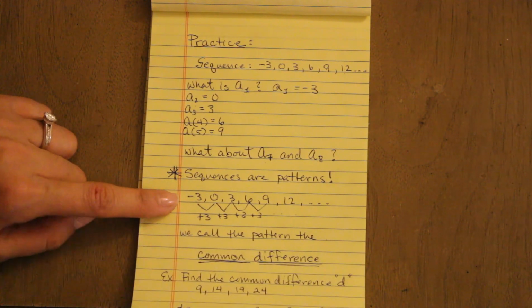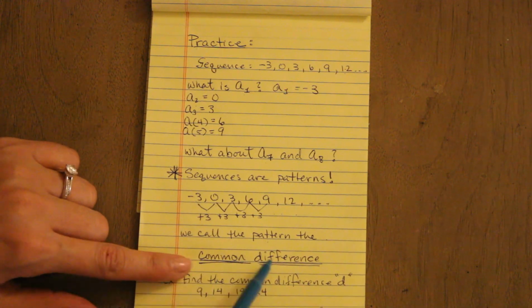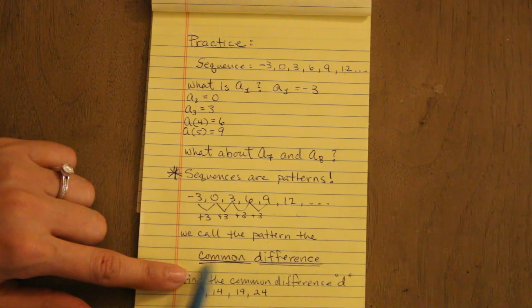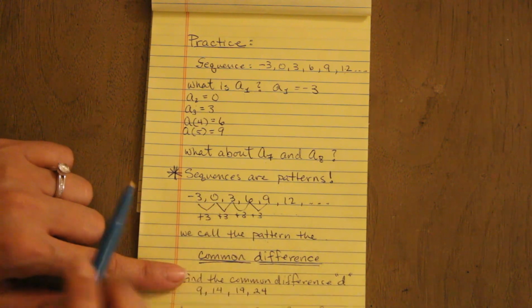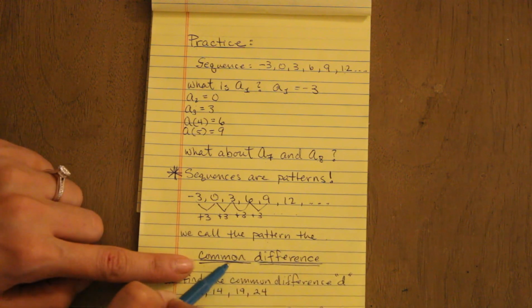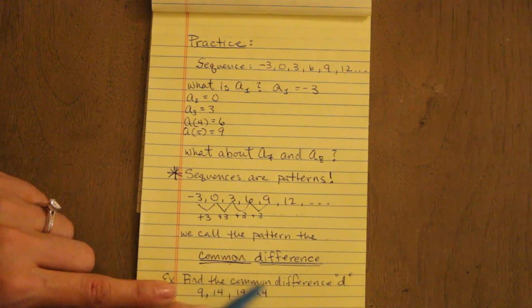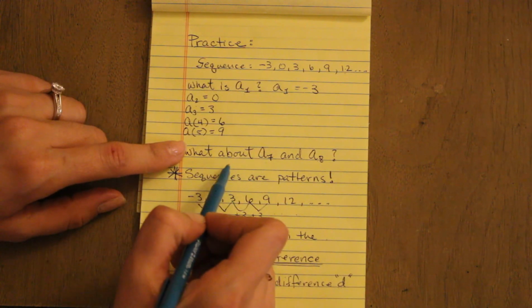So all sequences have some type of pattern. We're going to call this pattern a common difference. So there is a difference between every number, and it's the same difference. It's a difference of 3. Okay? So we say common difference. We also denote it as the D. So let's go back up here.